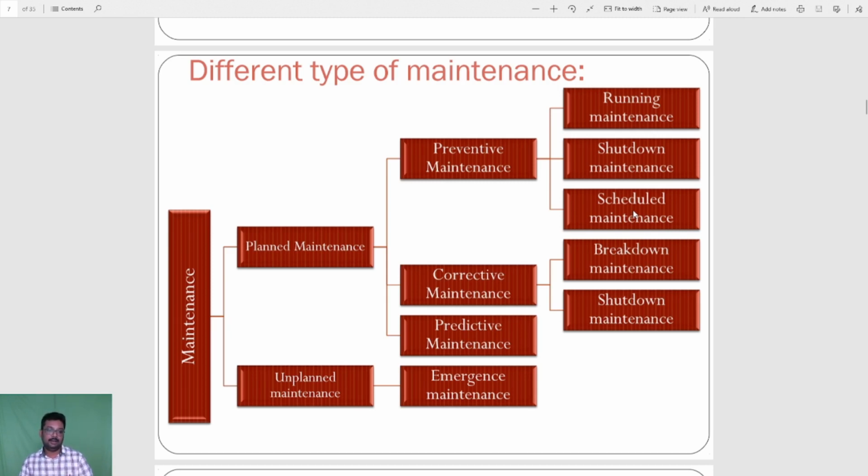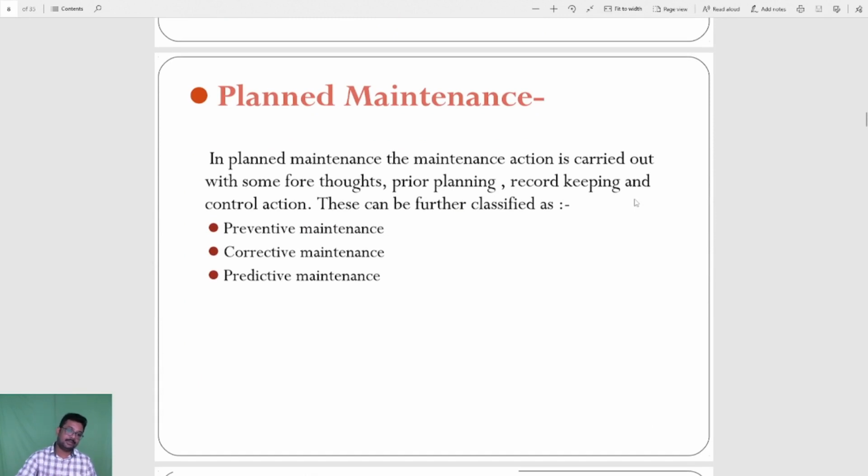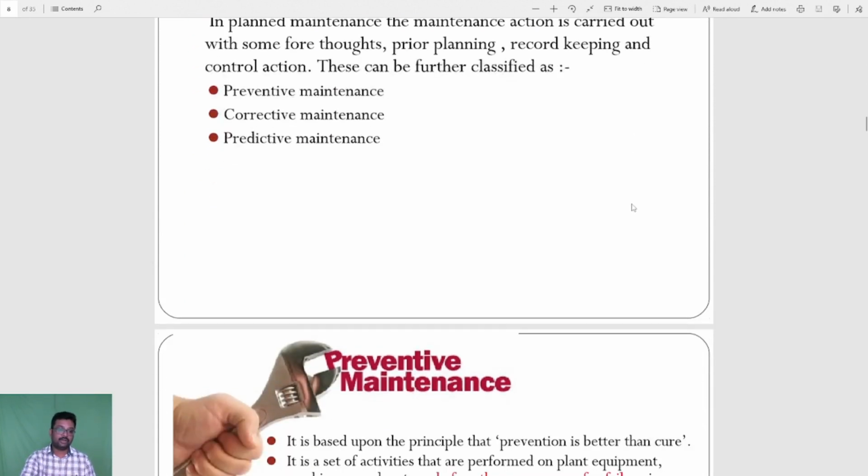Then in planned maintenance there are preventive maintenance, corrective maintenance, and predictive maintenance. Preventive maintenance is classified further into running maintenance, shutdown maintenance, and scheduled maintenance. Corrective maintenance is classified into breakdown maintenance and shutdown maintenance. Okay, so these are the different types of maintenance we are going to discuss. First, planned maintenance, which has three categories: preventive, corrective, then predictive.